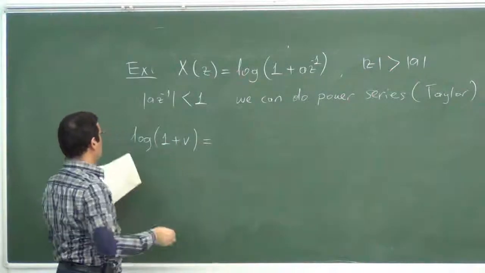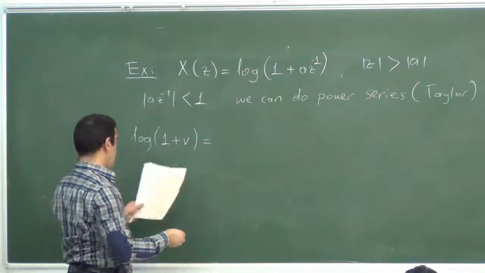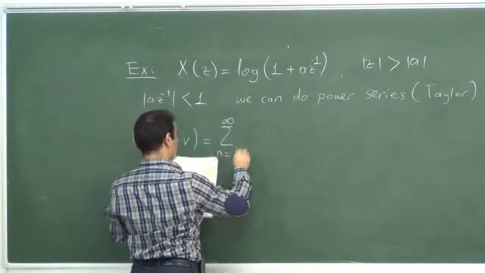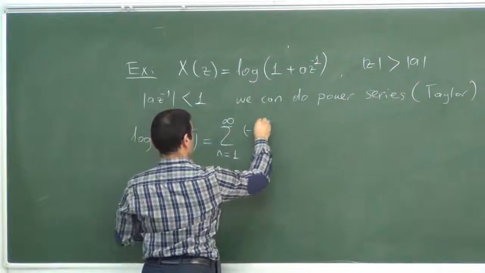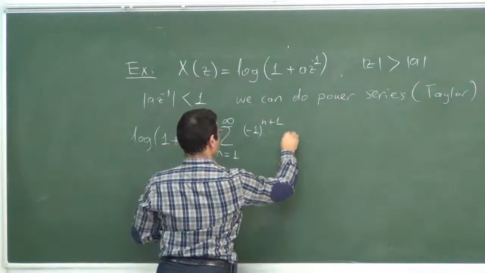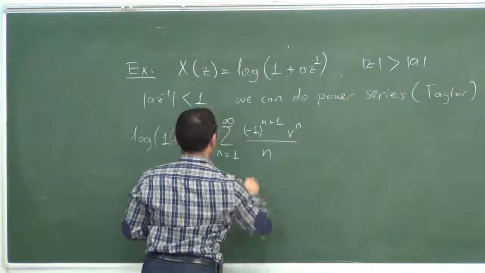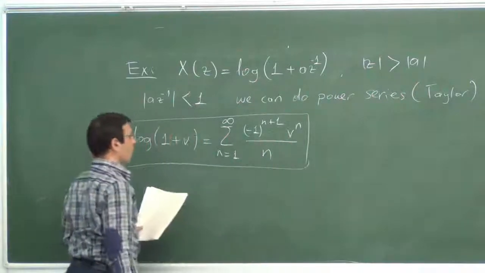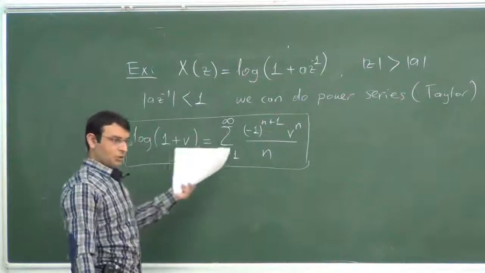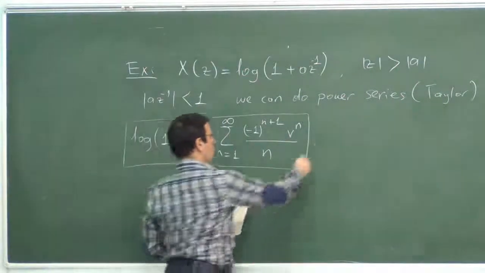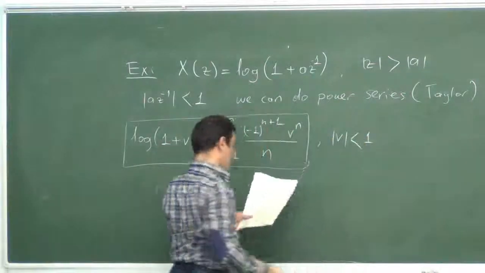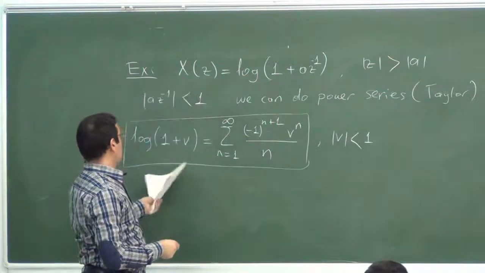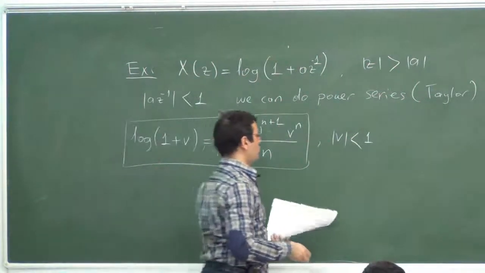So for log of 1 plus v, what about the Taylor series expansion of this logarithm? It is simply a summation from 1 to infinity, so this expression is given to you. Okay, you know this expression. This is an infinite summation, as you see, for v less than 1. So how can you find the inverse Z transform of this expression by using this Taylor power series expansion?